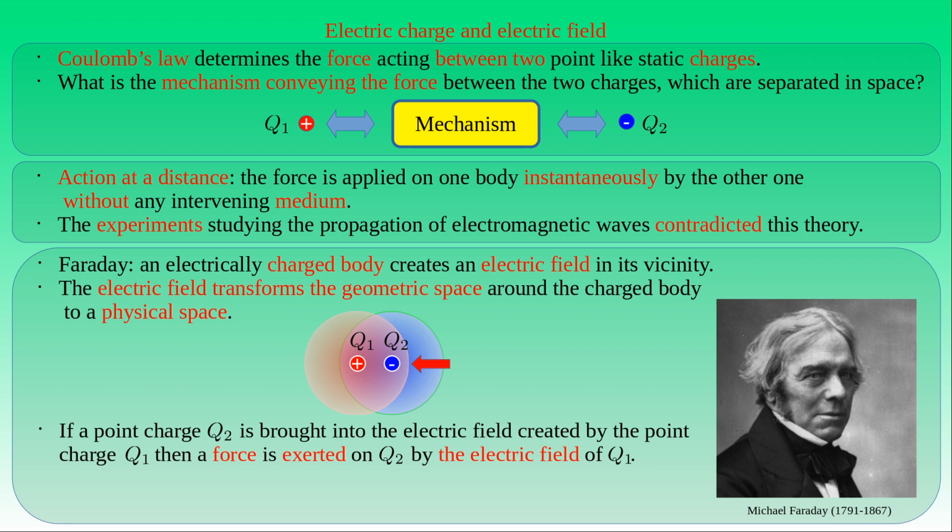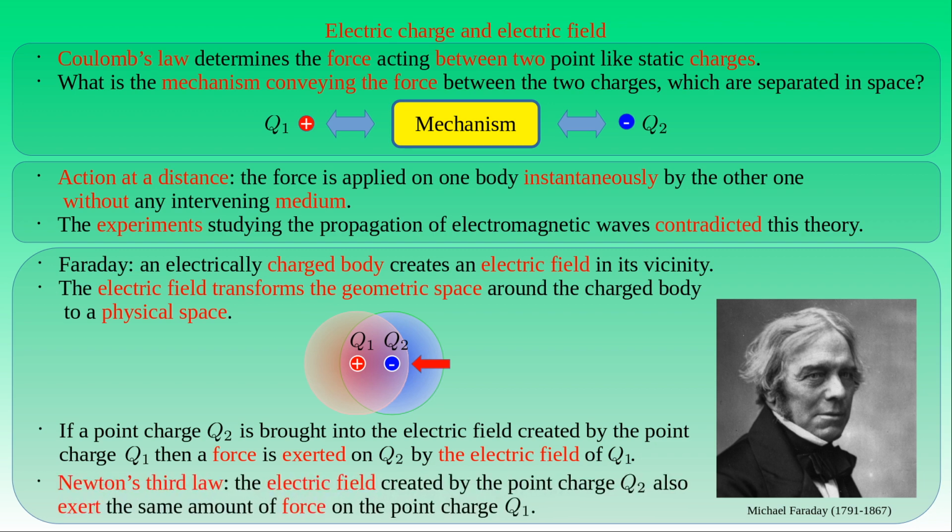Since the charges Q1 and Q2 are opposite charges, the charge Q1 will attract the charge Q2. But Newton's third law states that every action in nature has an equal and opposite reaction. Therefore the electric field created by the point charge Q2 exerts the same amount of force on the charge Q1 pointing in the opposite direction. That is, the charge Q2 will also attract the charge Q1 with the same force. Generally, if point charges are placed in each other's electric fields, then these fields are the mediators of the interactions between them.